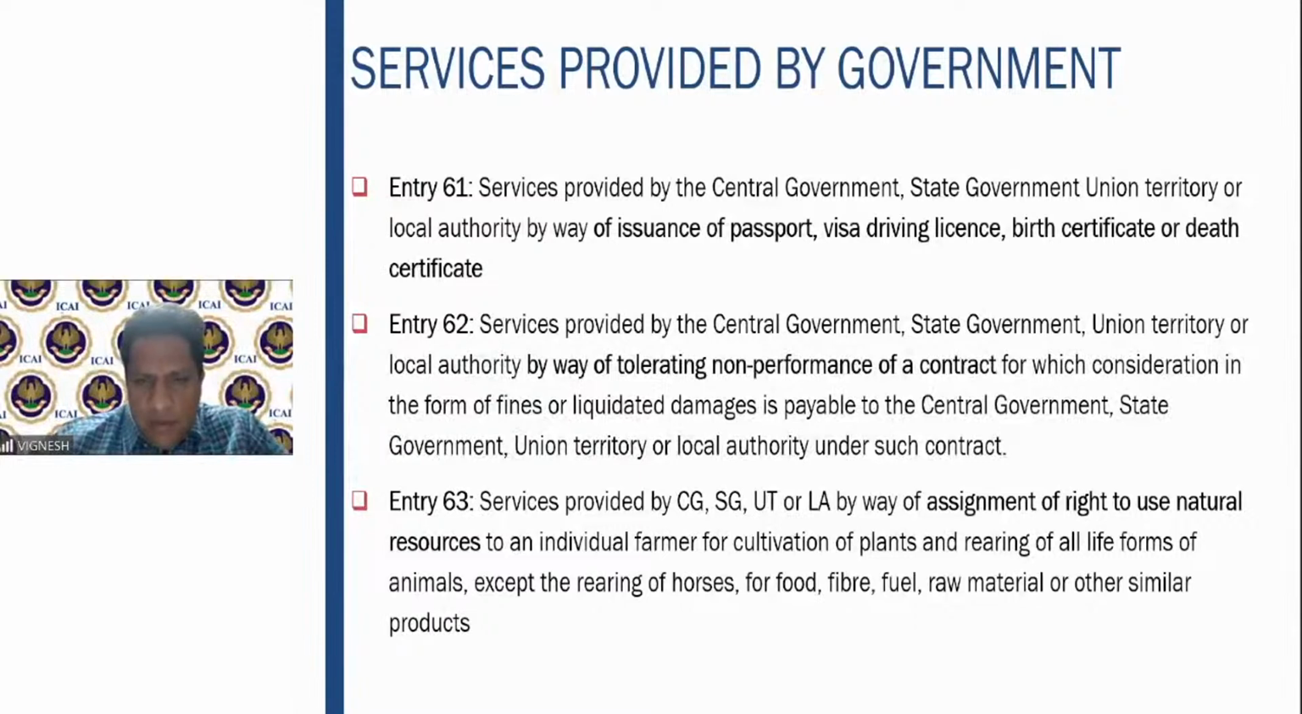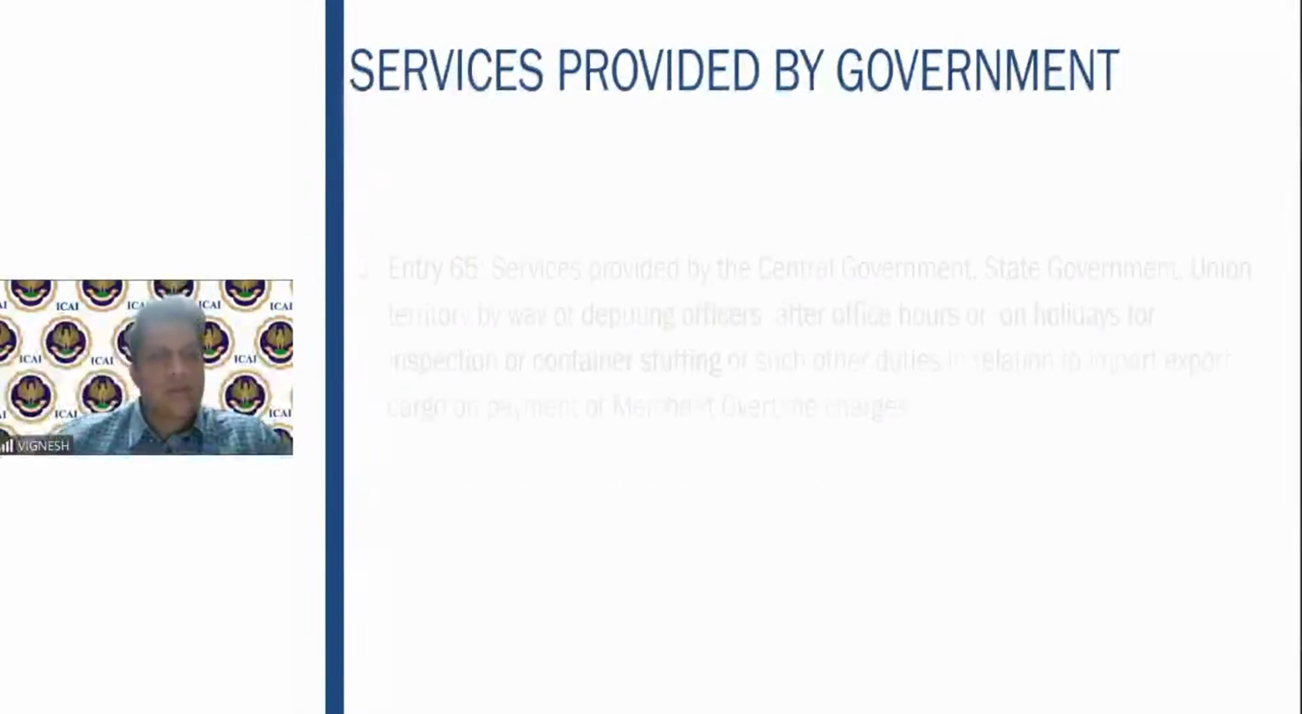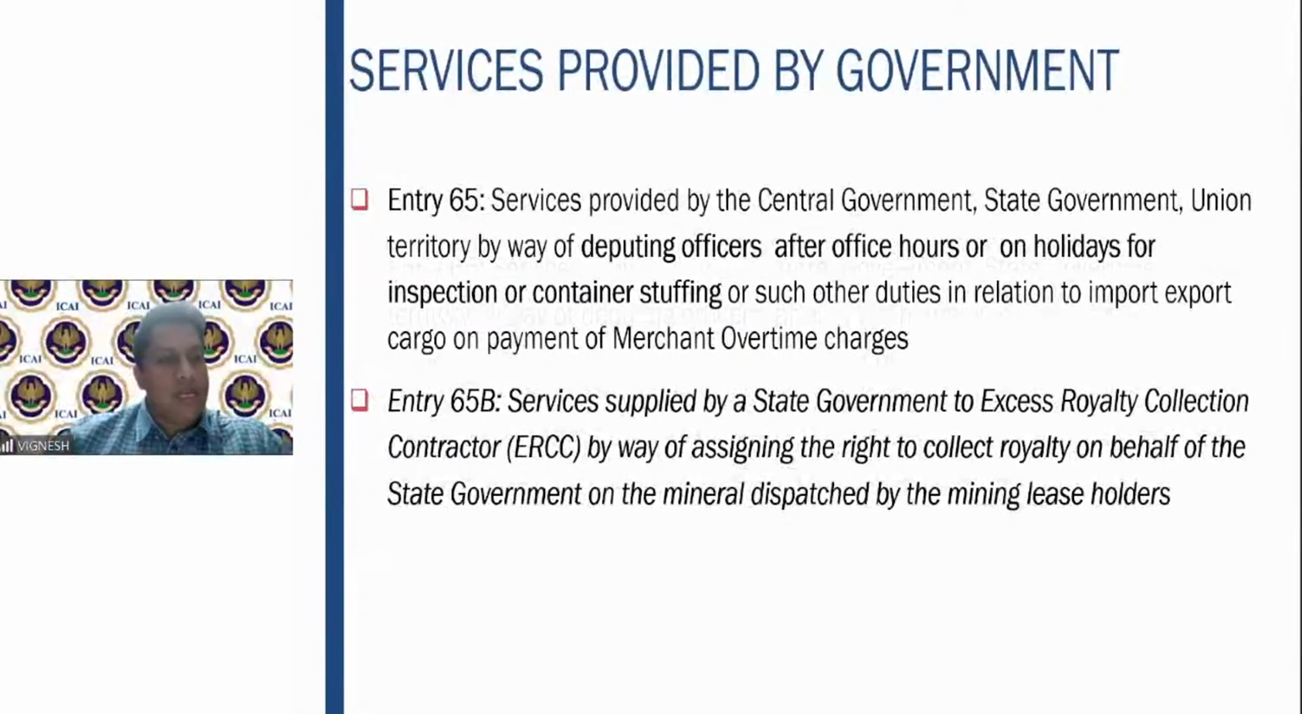Then assignment of right to use the natural resources for cultivation of plants, etc. That also is to be taken into consideration. Then services provided by the central government, state government, etc. by way of deputing officers after office hours or on holidays for inspection of container stuff. In case customs related inspection has to be done, merchant overtime charges, such services provided by the central government by way of deputing the officers, exempt.